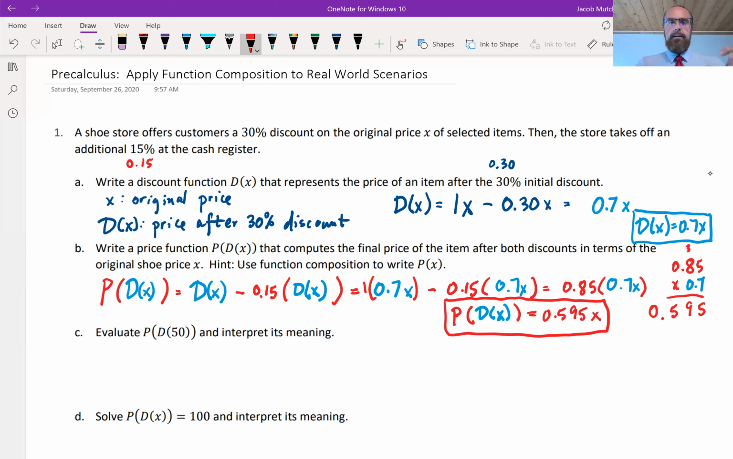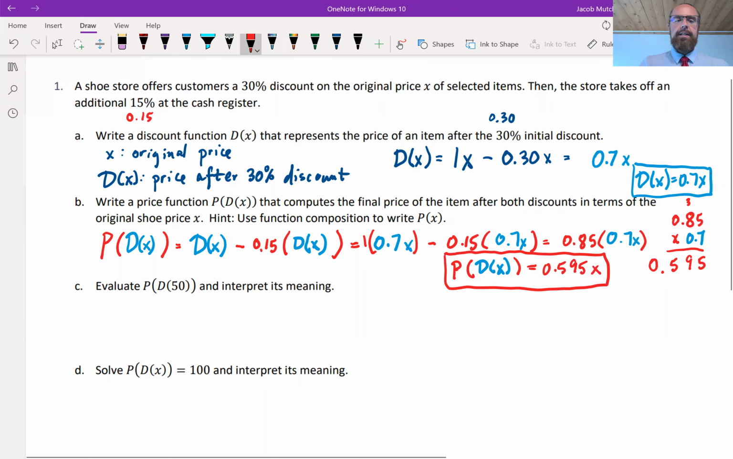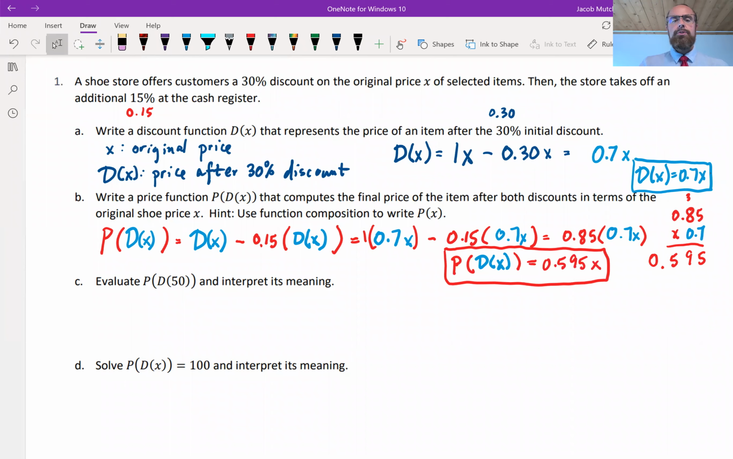So once I've got that final discount function written, so 0.595x, I want to apply it in 2 different ways. So my first application here in part C is just to say, what if I substituted a price of $50 in for X? And that's given here algebraically as P at D at 50. So let's calculate. So again, what I'll do is I'm going to write P, and now I'll just record all this. We'll color code to help it again. So D at specifically 50.